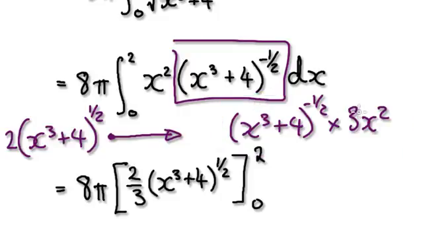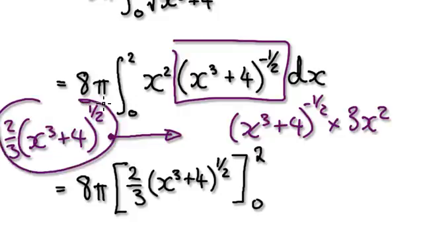Now we don't need this 3 here, so let's multiply this by a third. So a third times 2 here, that will be 2 over 3. So when you differentiate this, it will give you this thing here.